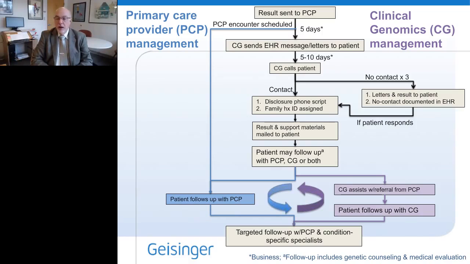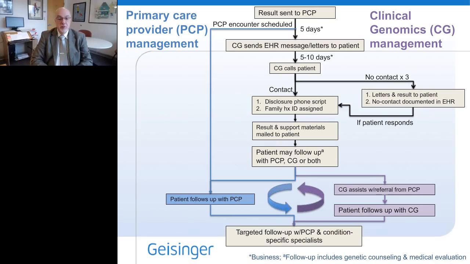If we are unable to contact the participant through any of these methods, then we send a registered letter with the result to the patient. And we document in the electronic health record that we were unable to contact the patient. Now, we've had some circumstances where participants contact us after receiving the letter, in which case we do the disclosure phone script, and we also start to take the family history and provide an identifier to the family history so that we can manage these pedigrees.